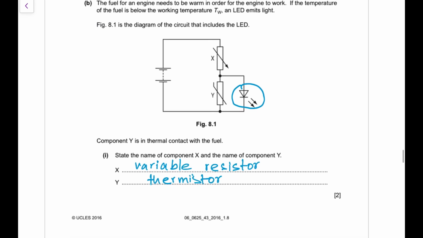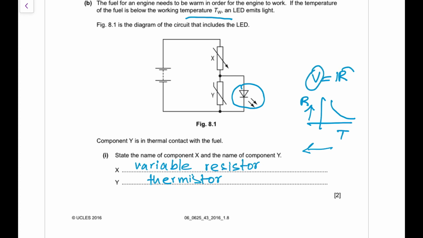Now thermistors are sensory resistors, and the resistance of a thermistor depends on the temperature, and they are inversely proportional, which means as the temperature increases, the resistance of a thermistor would decrease. Now, if the temperature of the fuel is below the working temperature, that means if the temperature decreases below a certain value, the resistance of the thermistor is going to increase, right? Now, if the resistance increases, the potential difference across the thermistor would also increase, because according to Ohm's law, potential difference is directly proportional to the resistance.